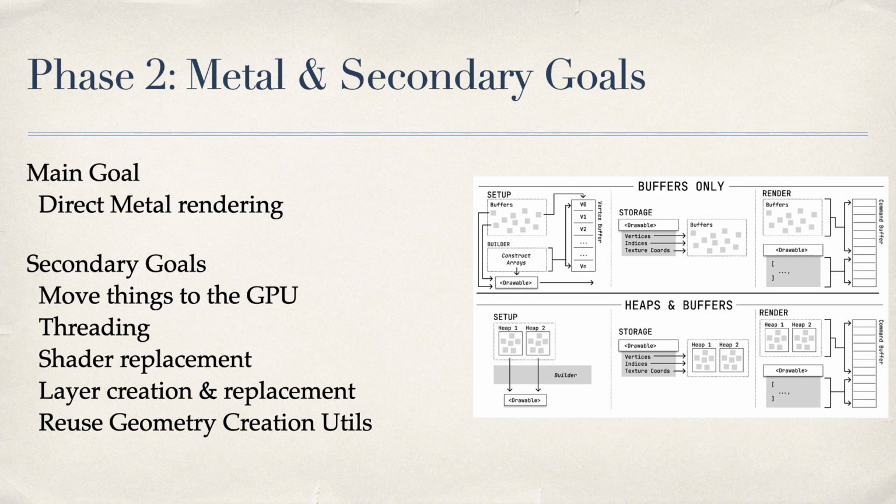Phase 2 was get direct Metal rendering working, and then a whole bunch of secondary goals. So we'd like to move things to the GPU. What that means is that in a modern rendering toolkit, you would actually do a lot of the frame-to-frame work on the GPU. So if you imagine a standard vector map that you might look at on your phone or on the web, as you zoom in, a lot of things are changing.